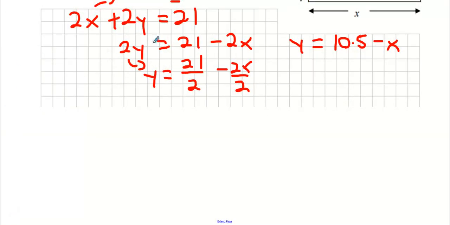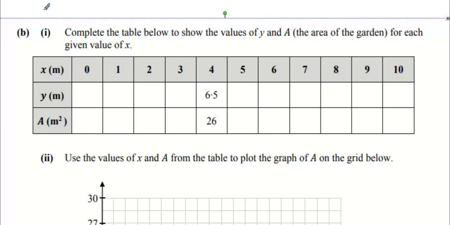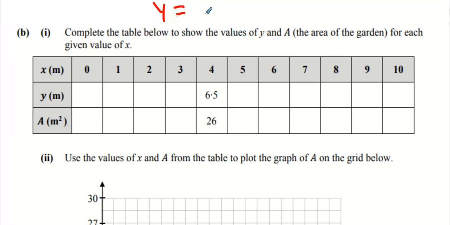Now, we're on to B. We know that y equals 10.5 take away x, right? So here's what we're going to do. When the x value is 0, the y value is 10.5. When the x value is 1, the y value has to be 9.5, because remember, it's 10.5 take away the x value.